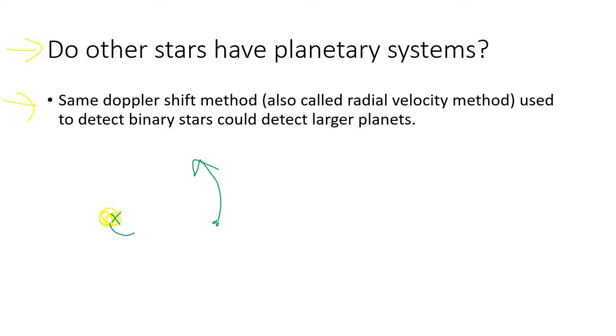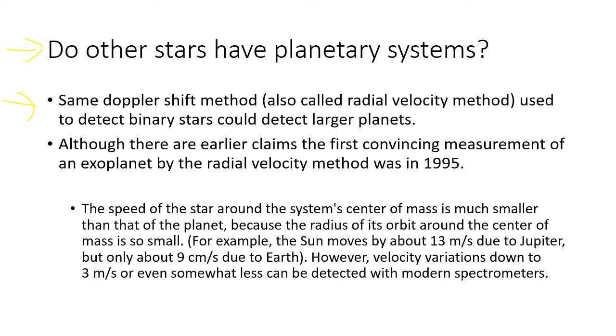Now, of course, it's only really likely to work with larger planets because they've got to be heavy enough to make the star move. And I've taken some details for that off Wikipedia. It says the speed of the star around the star system centre of mass is much smaller than that of a planet because the radius of its orbit is so small. The Sun moves about 13 meters per second due to Jupiter, but only 9 centimeters a second due to the Earth.